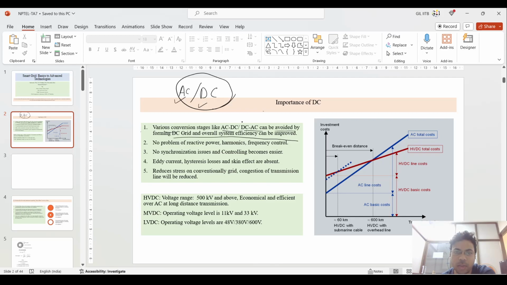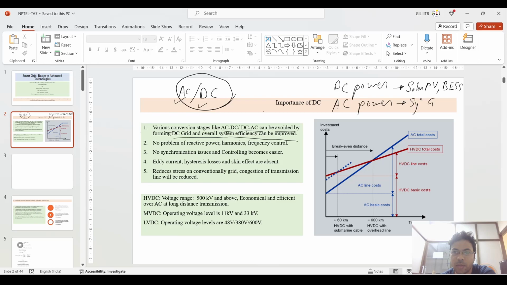That is actually the basic principle: there are several devices which generate DC power, and certain more complicated devices which generate AC power. DC power generating sources are solar PV and battery storage systems, and the AC power generating systems are your synchronous generator and your wind systems. So these are the two different types of power generating sources.